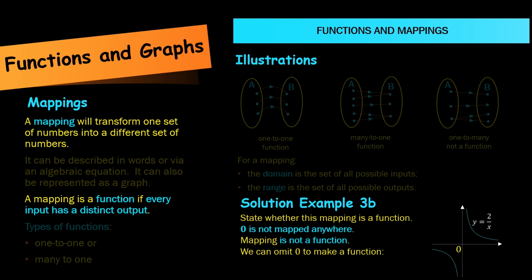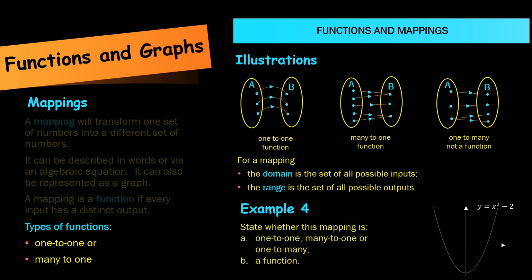We can omit 0 in order to make a function. So we can define f of x as f of x equals 2 over x for x in the real numbers and x not equal to 0.